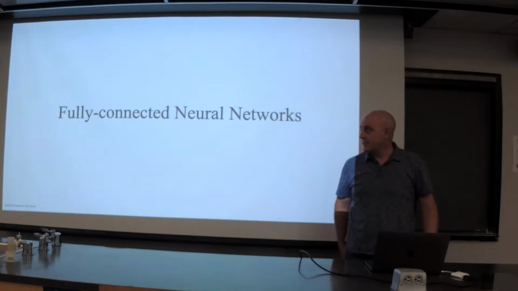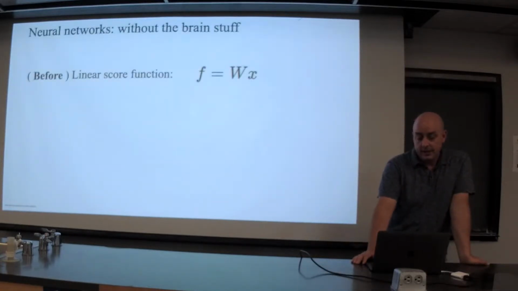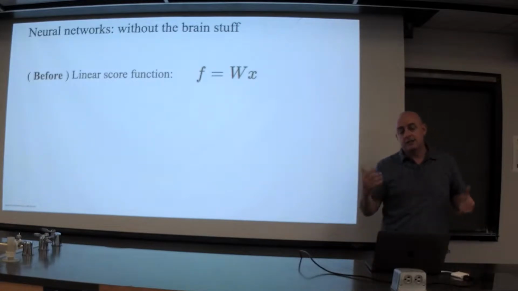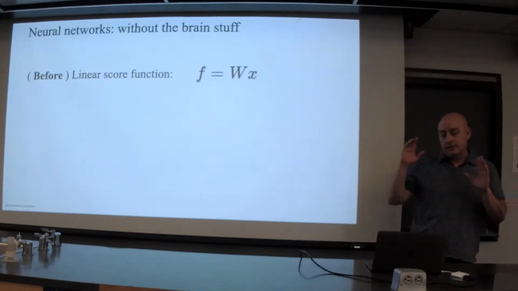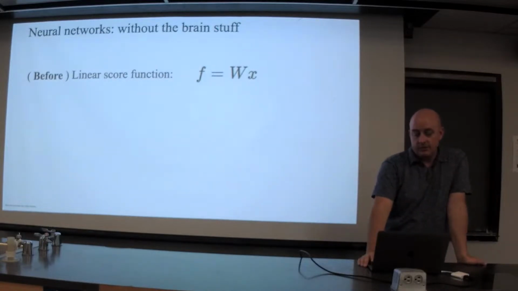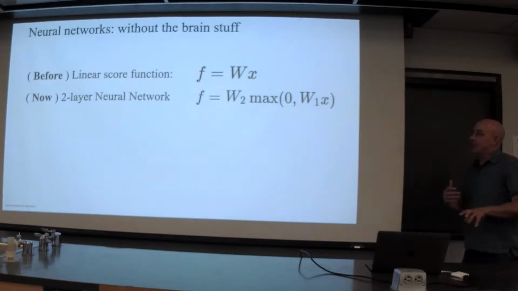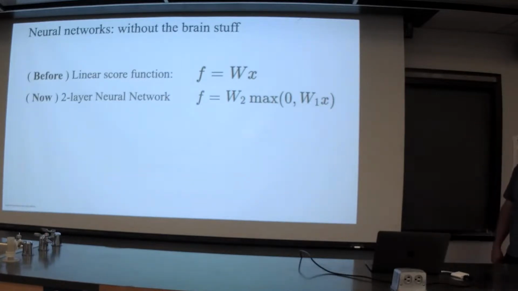Okay, so in the few minutes that we have left, let's start putting this all together. Fully connected neural networks. So, what have we done so far? We've had these linear score functions. Well, let's make a 2-layer neural network.